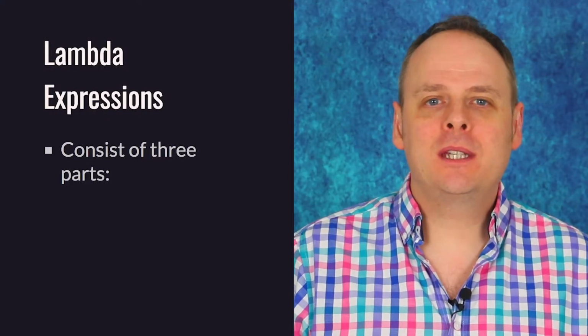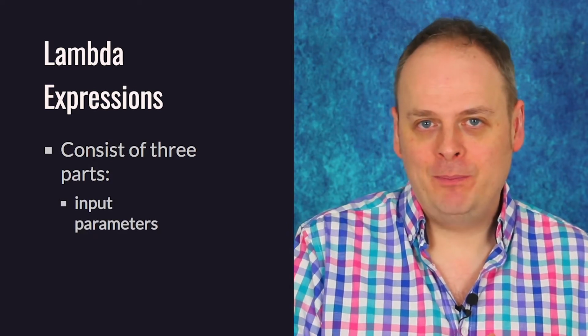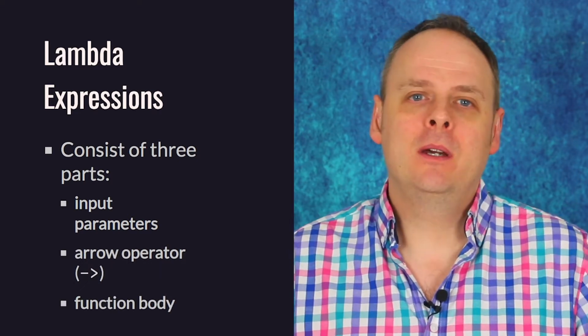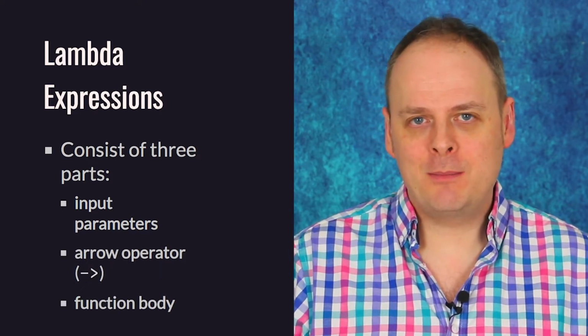In this video, we're going to look at how to create our own Lambda expressions. So let's examine the syntax of Lambda expressions now so that we can start using them. A Lambda expression consists of mostly three parts. Parameters, which define inputs to the function, followed by an arrow operator, which appears to point to the function body, which can be a single expression or multiple statements.